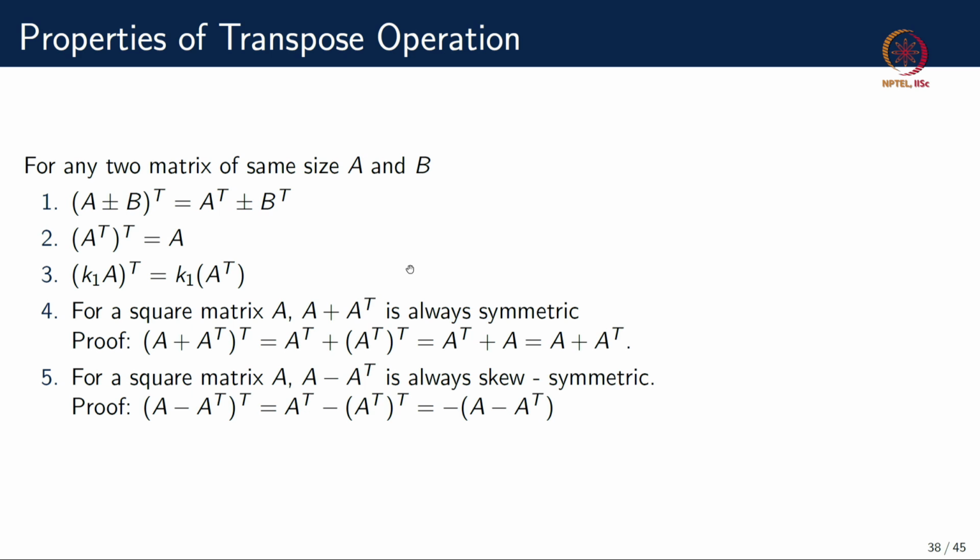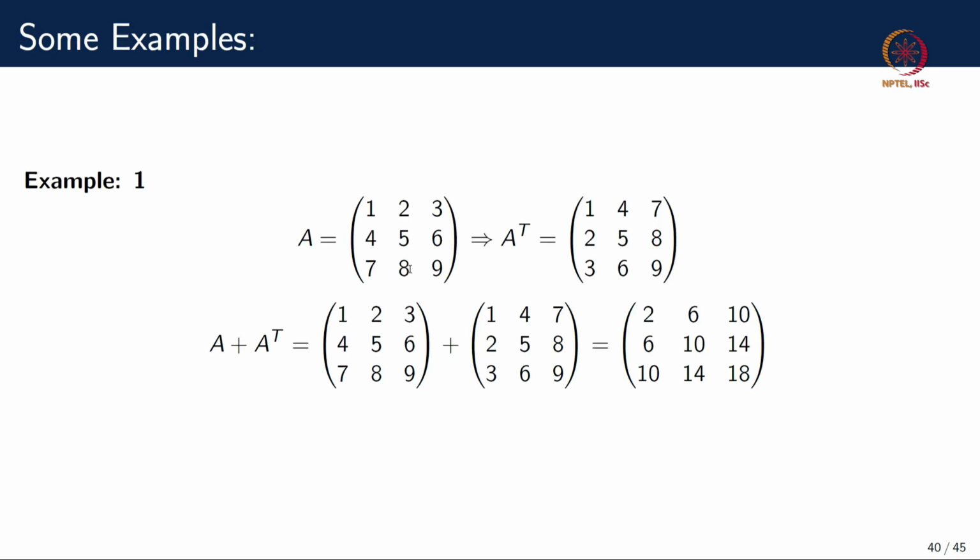Some numerical examples. Let us take a 3 by 3 matrix, 1 2 3, 4 5 6, 7 8 9, and its transpose is 1 4 7, 2 5 8, 3 6 9. You see the row vectors become column vectors in the transpose. Suppose we add A with its transpose, A plus A transpose, we get 2 6 10, 6 10 14, 10 14 18.